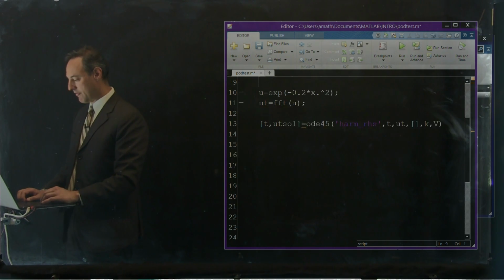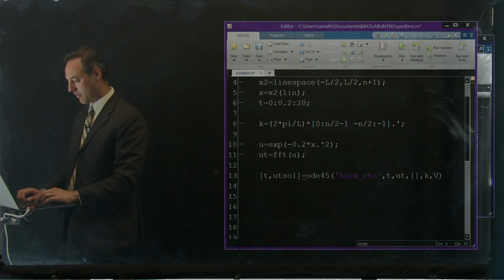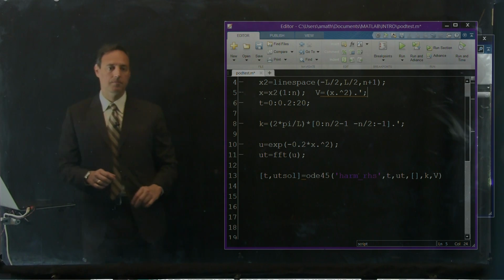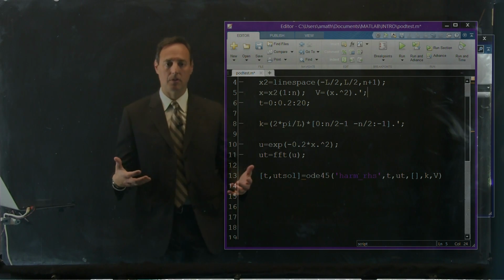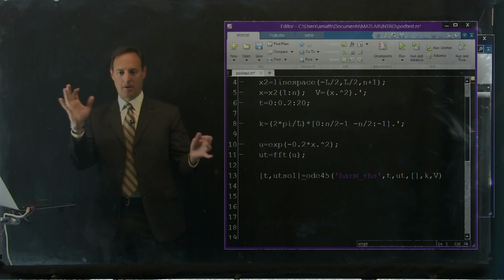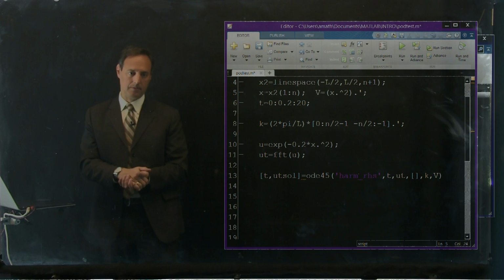So let's go create V. V we can create right here. V is equal to x squared. In fact, what we're going to do is send it in as a column. So there's our potential, x squared potential. That is a classic harmonic oscillator potential for Schrodinger.